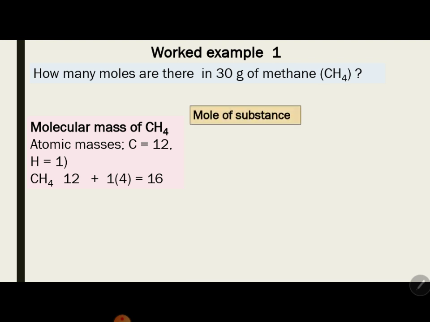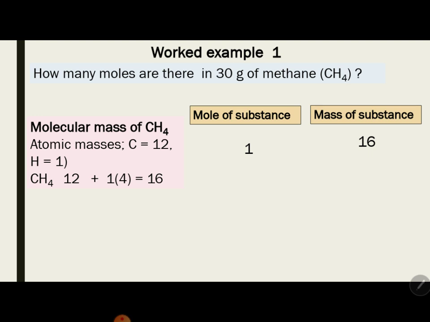Now make two columns, one for the mole of the substance and the other for the mass of the substance. For the first line of data, always write 1 in the first column and the molecular mass of the substance in the second column, which is 16 in this case. This is because by the definition of mole, you know that the molecular mass of any substance taken in gram is equal to 1 mole.